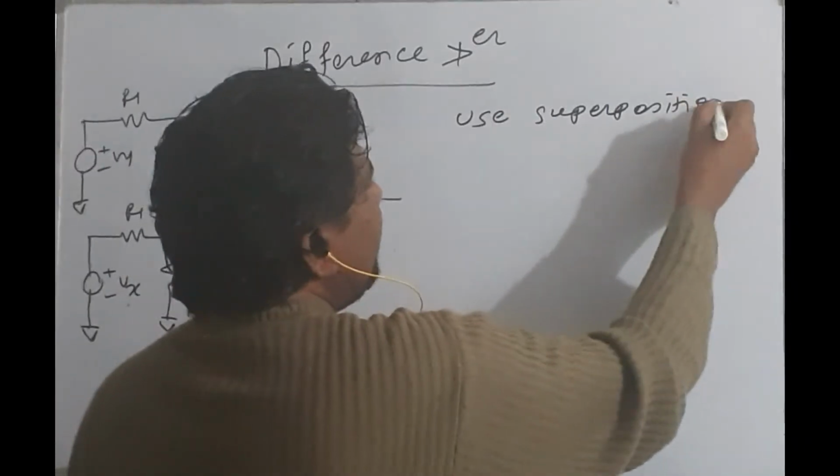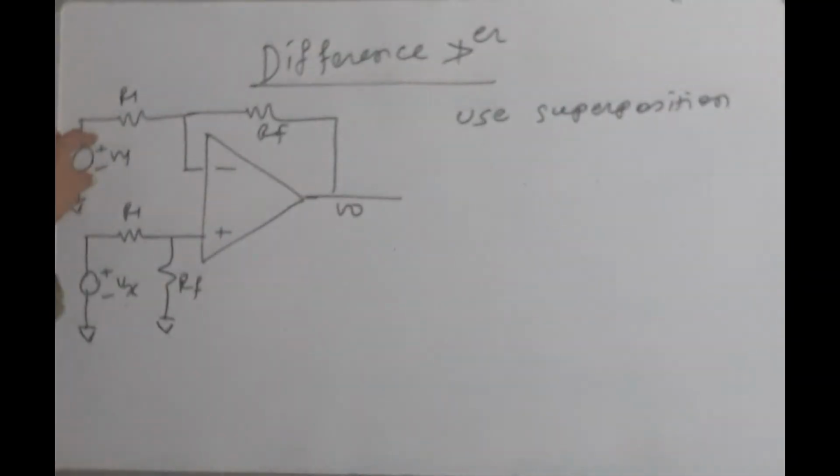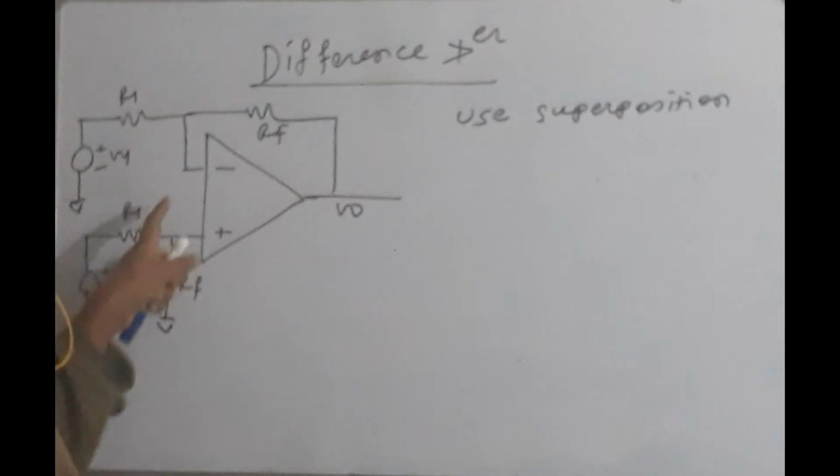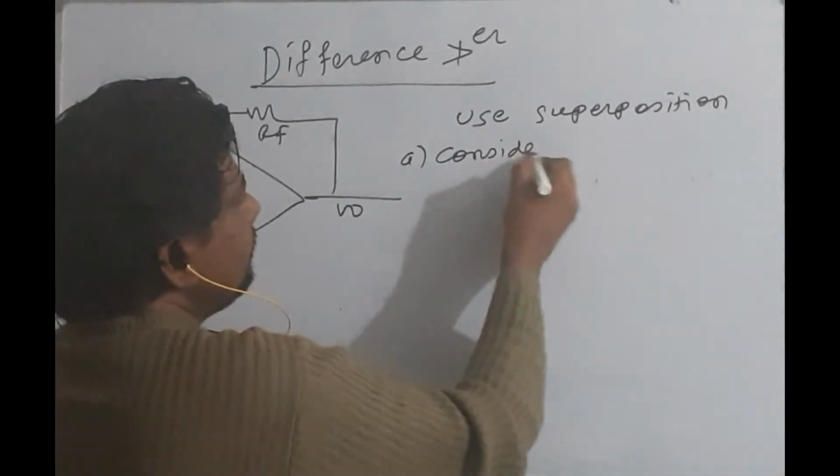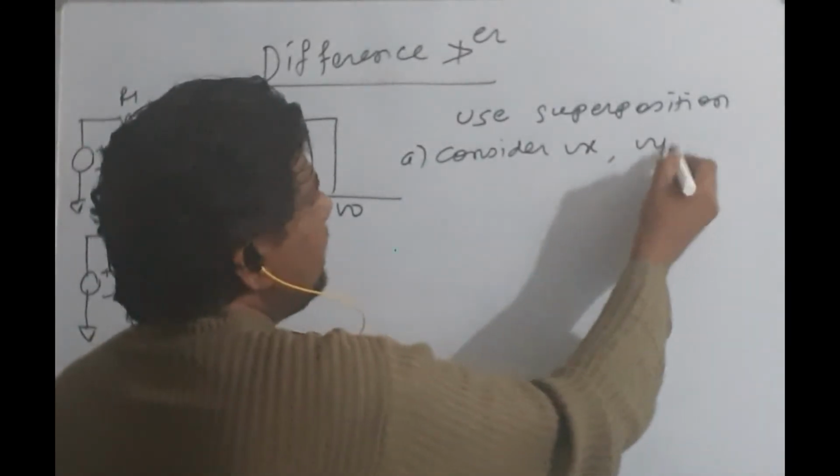What can we do? Now I have more than one source here, so we can use superposition. Consider only one source at a time. Replace the other source by its internal impedance. The internal impedance of an ideal voltage source will be a short circuit. So consider Vx, and Vy is equal to 0.